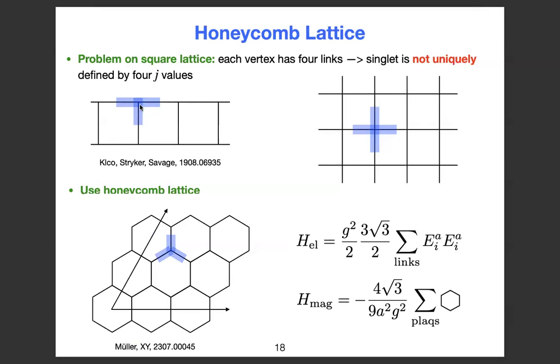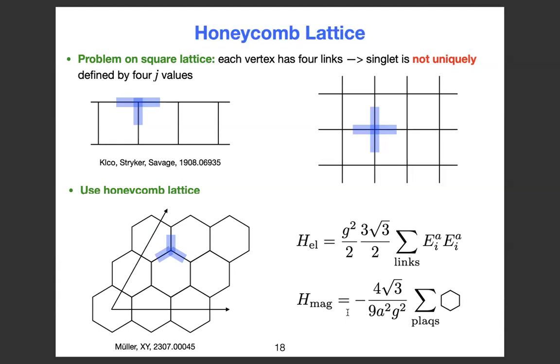So this is not the case for the full 2D plane. If we use a square lattice, each vertex has 4 links. And then the SU(2) singlet state is not uniquely defined by the 4 J values on these 4 links. One needs additional quantum numbers to specify physical states. And this is the motivation why we want to use the honeycomb lattice, because the honeycomb can still fill the 2D plane, and also has the advantage that each vertex only has 3 links. And that makes it easy to uniquely define the physical states by just using the J values on the links.